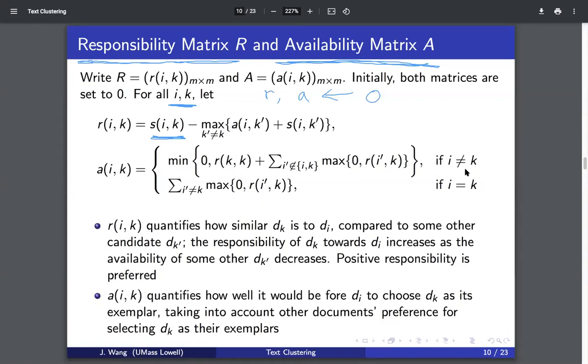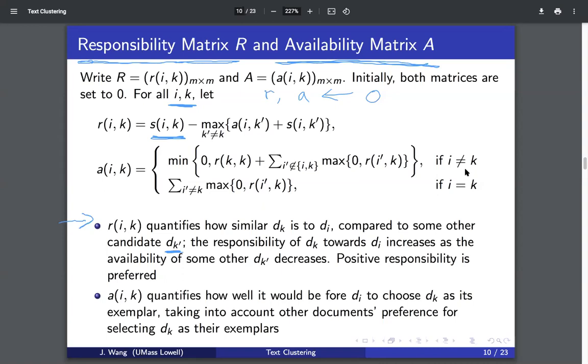Now maybe we just look at this bullet first. This quantifies how similar DK is to DI, which means my DI will be responsible for it. If they are similar enough, then we should merge these DI and DK. That's the idea. But of course, similar enough means you have to compare to other candidates DK prime. So I want to merge I and K, DI and DK, over other DK prime.